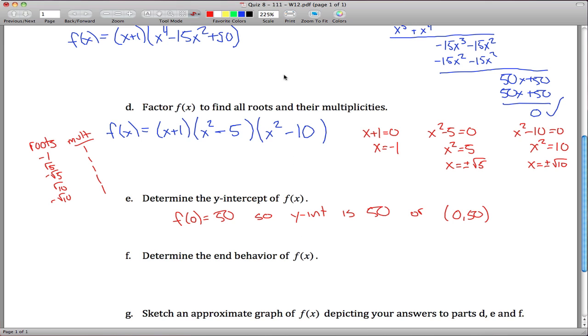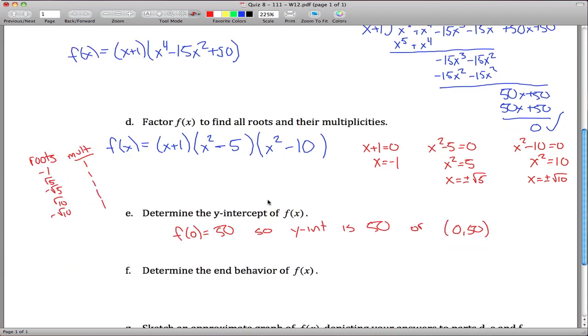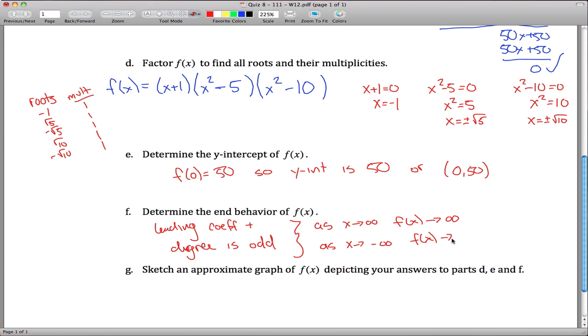Determine the end behavior. All right, what do we have going on here? The leading coefficient is positive and the degree is odd. So that tells us that as x goes to infinity, f of x goes to infinity. If you stick in a really large positive number, a really large positive number will come out. And as x goes to negative infinity, f of x also goes to negative infinity.